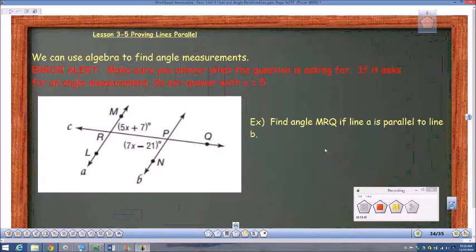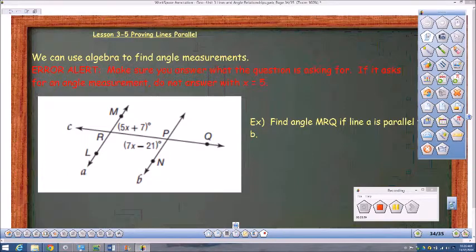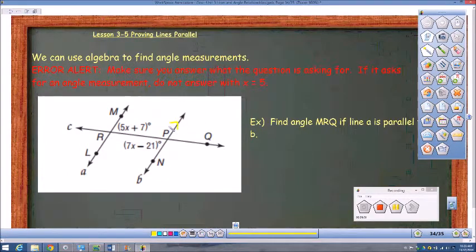Okay, now that we're back, we're going to find the measure of angle MRQ when line A is parallel to line B. So we know A and B are parallel. It tells us that. And so we are going to find the measure of angle MRQ. MRQ is going to be this one right here. So what do you think you should do?